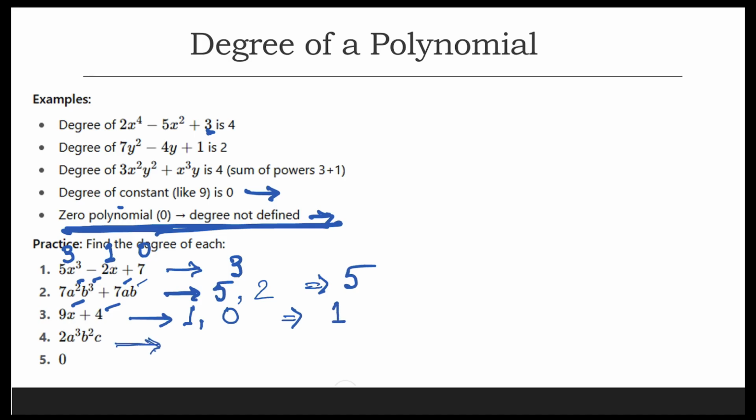In this case, there is only one term, and the highest power of that term is a to the power 3 plus b to the power 2, so 3 plus 2, plus c to the power 1, right? So 1. So the total power of this term is 6, and that would be equal to the degree of the polynomial, because there is only one term in this polynomial. And then comes the last one, 0, which does not have a degree.